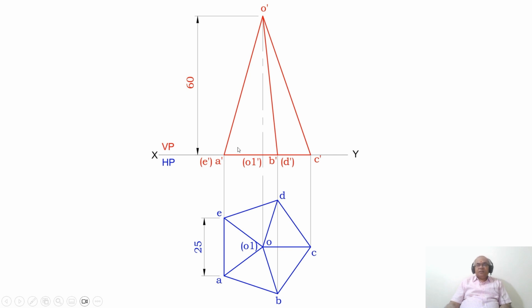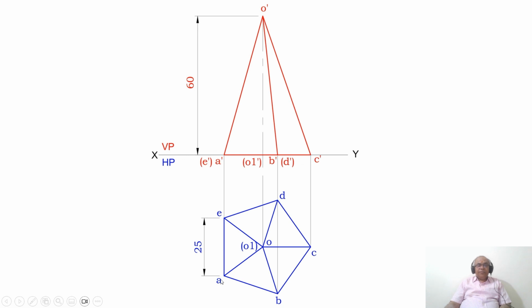Since the height can be seen in the vertical plane, from the XY line you measure a distance of 60 mm and draw a horizontal thin line. Then draw a vertical projector from AE to the XY line. Similarly, project O1 to the front view, above the front view. Then from B and D, and similarly from the point C, you draw vertical projectors to the XY line.